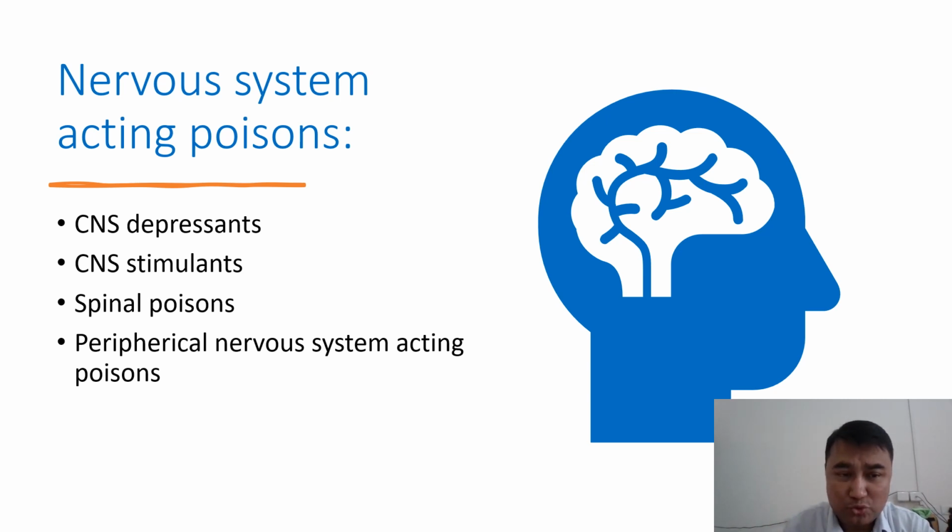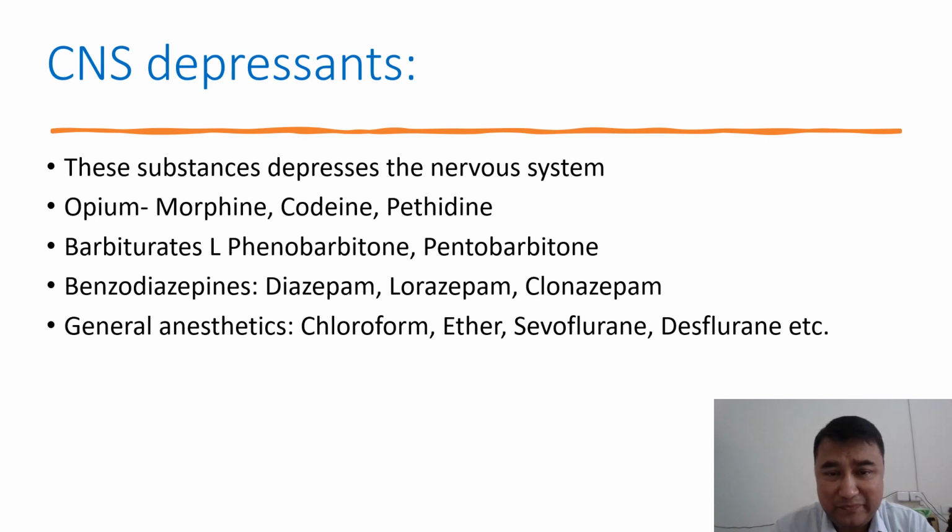Now let me go to the CNS depressants. CNS depressants are nervous system acting substances. They cause depression of the nervous system. Examples of prominent CNS depressants are opium. Examples of opium derivatives are morphine, codeine, pethidine.